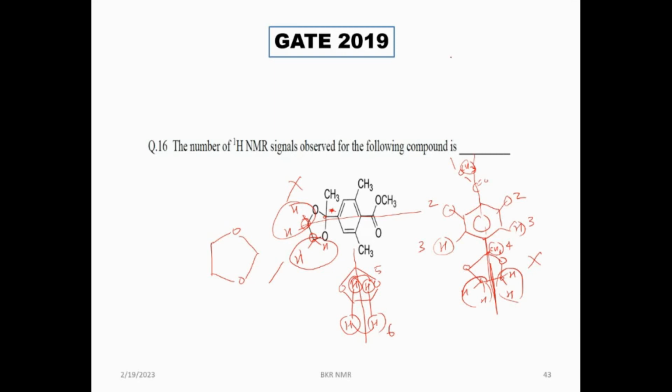Okay. Suppose I give you a simple molecule. For example, could you tell me how many signals you will get for this particular molecule?